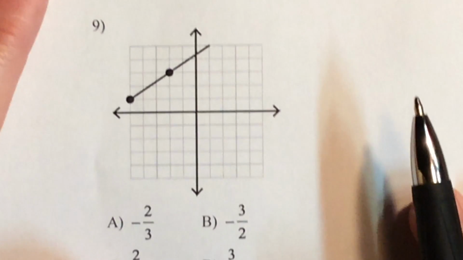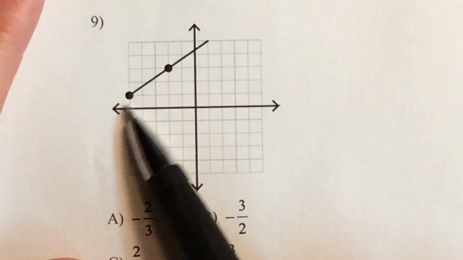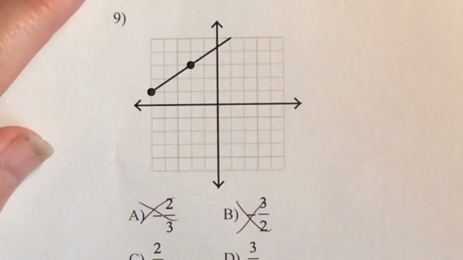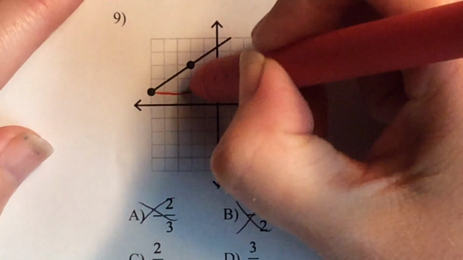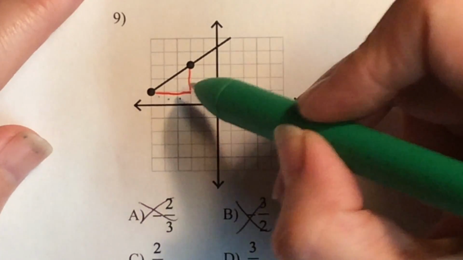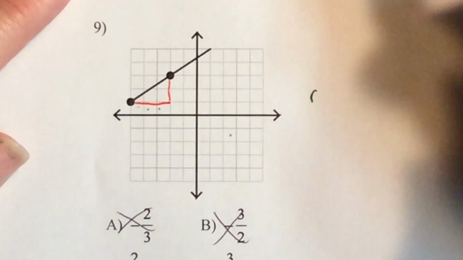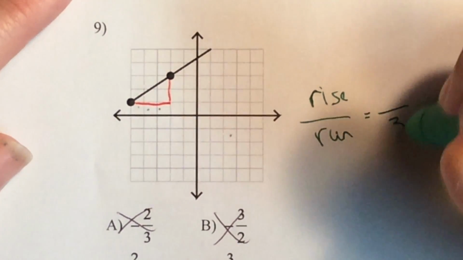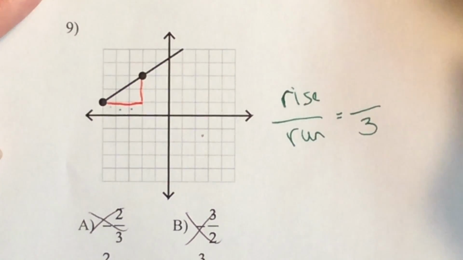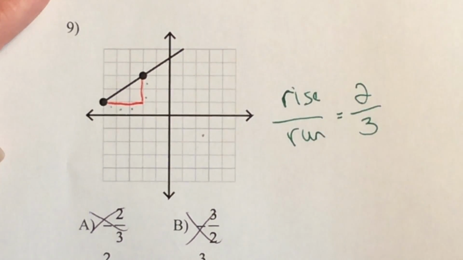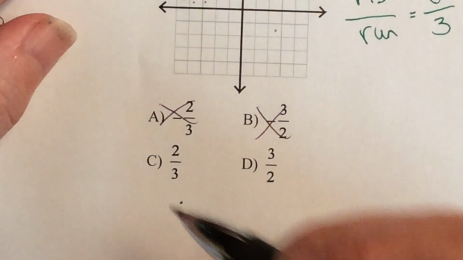All right, number 9. This is another positive slope. So we can go ahead and cancel out these two. And I'm going to go over and up. So how far did I have to go over? 1, 2, 3. So I run 3 and I rise 1, 2. So the slope is 2/3, which is C.